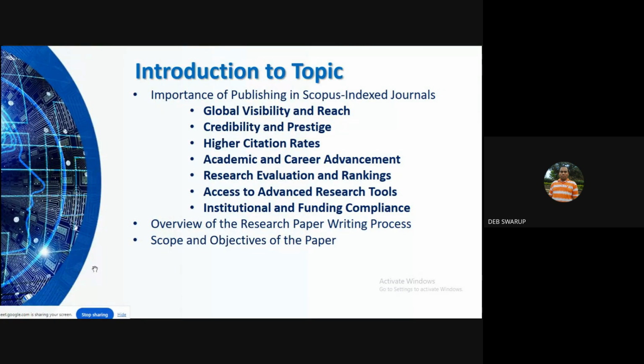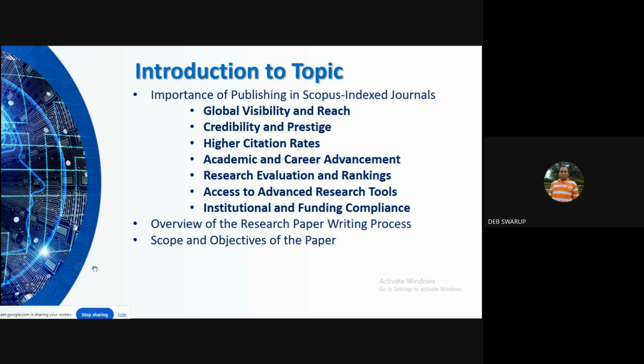Then the institutional funding compliances. The funding that we receive also has certain compliances, that okay, we'll give you X amount of rupees and we'll be publishing at least 2 papers or 3 papers on this particular topic. So they also require a Scopus indexed journal publication.